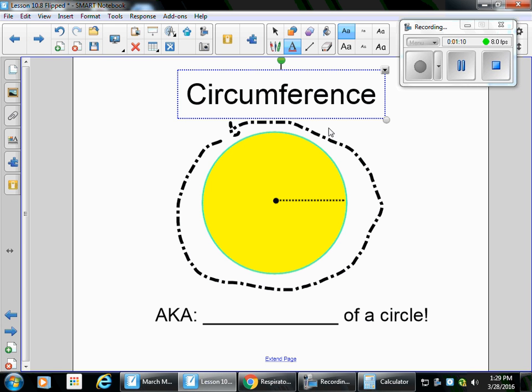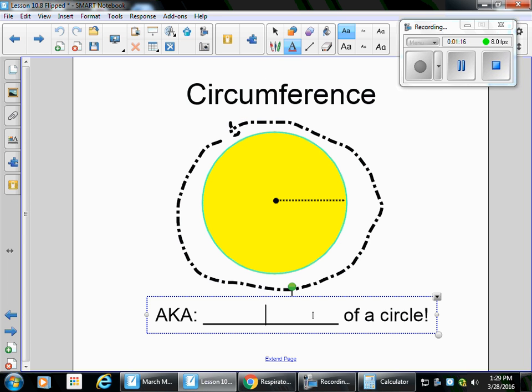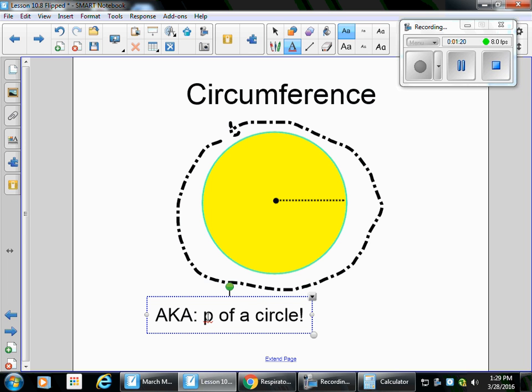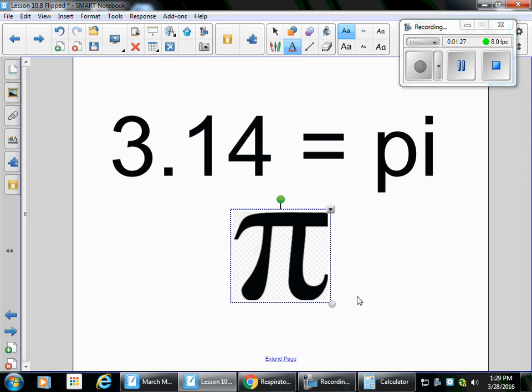Circumference is the distance around the circle, also known as your perimeter. Of a circle, the distance around. The other thing we learned is whenever we see this symbol right here, this means pi, which represents 3.14. So when we were finding the ratios of the circumference and diameter in class the other day, it would equal close to 3.14.